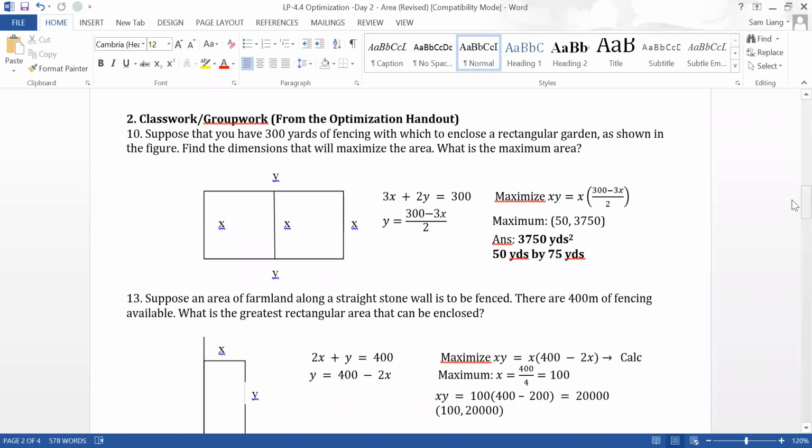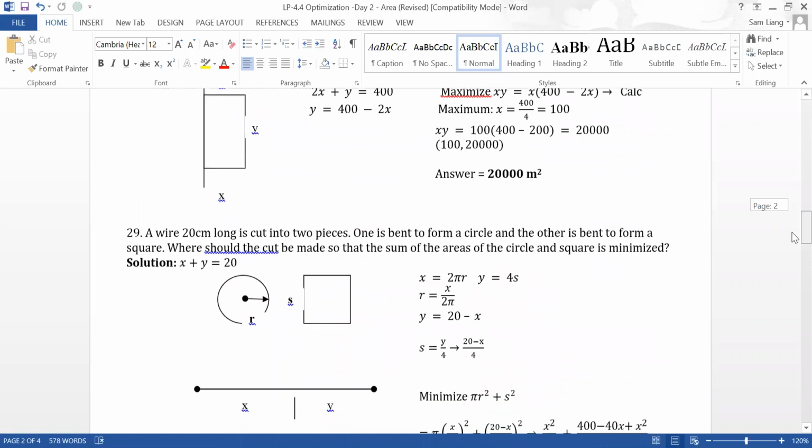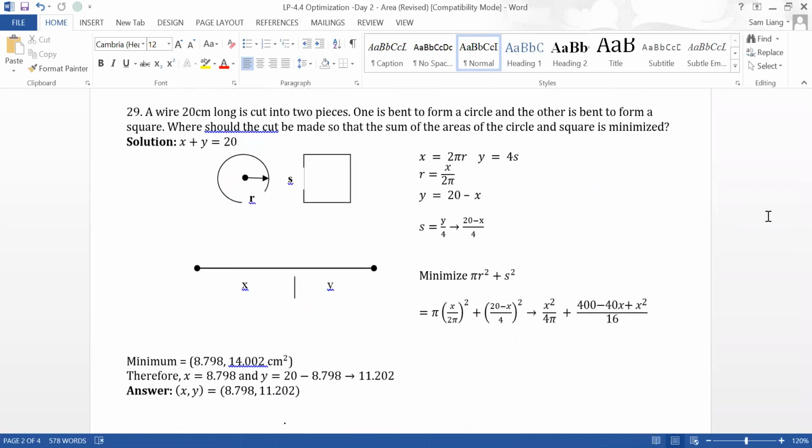All right, now I'm going to jump to question 29, because there's going to be a question similar to this on the homework, and it's really new in terms of what we have to do.